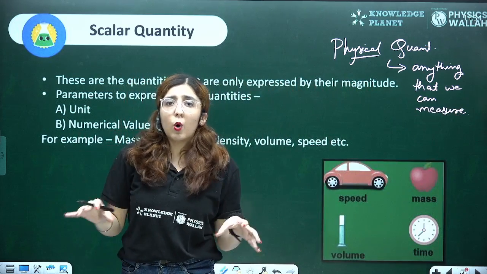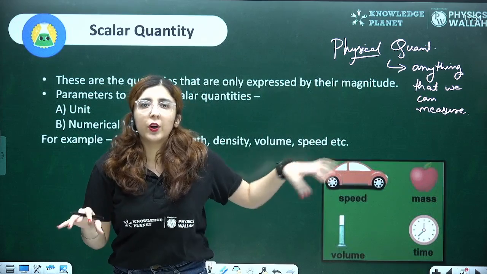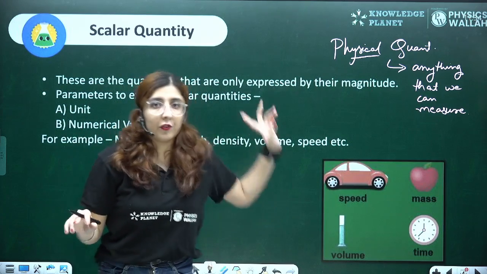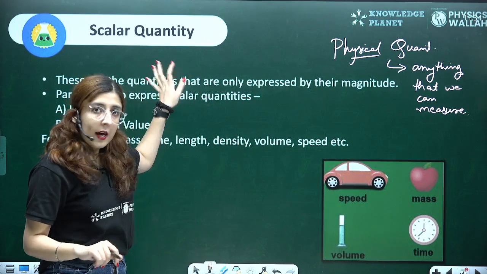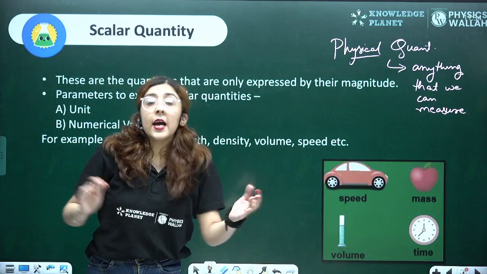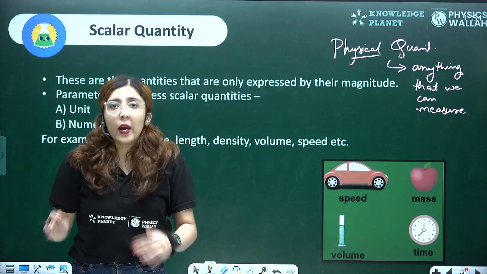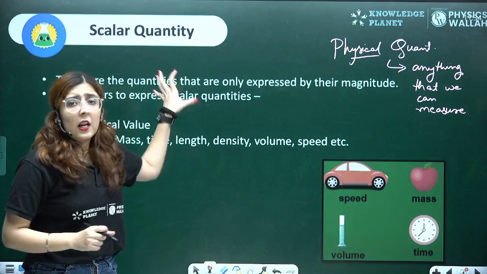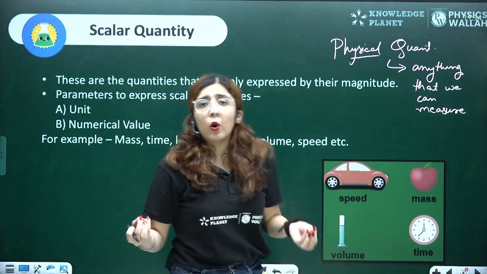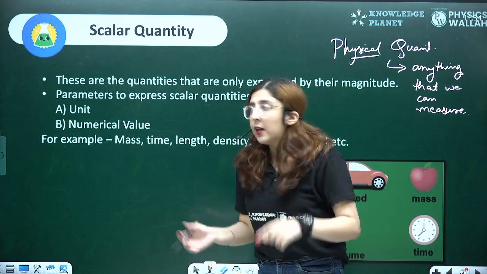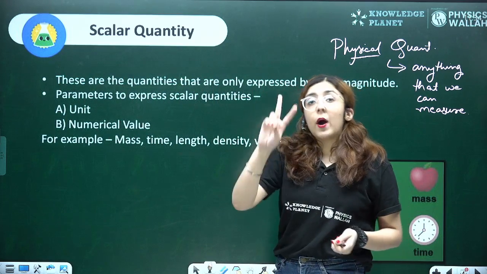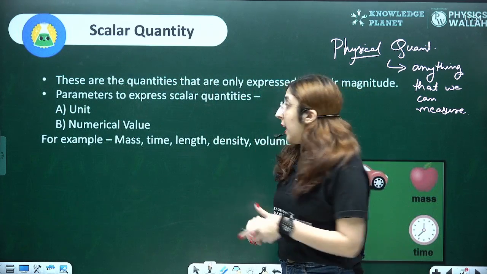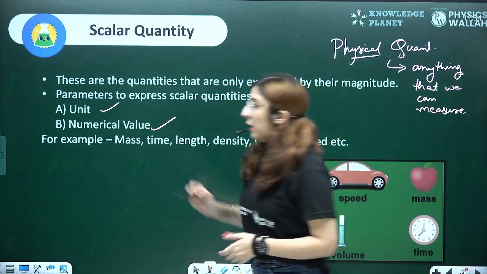In physical quantity, we have divided these physical quantities into two categories. The first one will be scalar, the first type of physical quantity. The second one will be vector. One by one we are going to have a word on them. So yes, a scalar quantity is nothing but a physical quantity that we can measure, but in scalar quantity, we require only two things. What are they? Unit and numerical value.